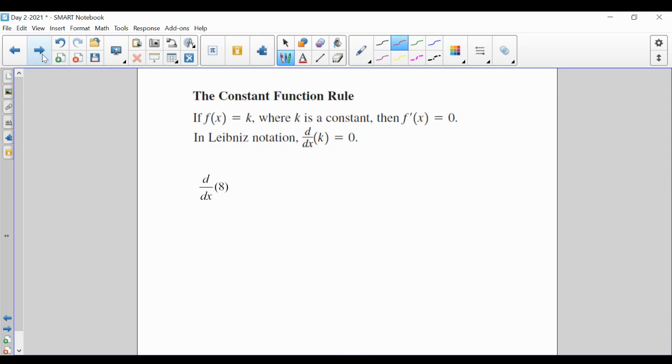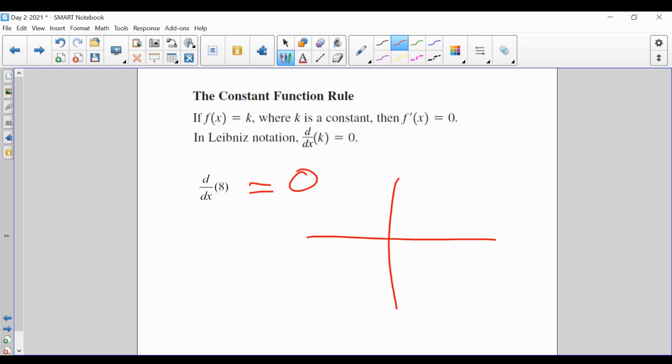So if you're looking at a constant, if f of x is equal to just a number k, where k is a constant, then f prime of x is just equal to 0, right? So the d dx of 8 is 0, right? And there's a very simple reason for that, okay? I'll show you what the reason is for that.